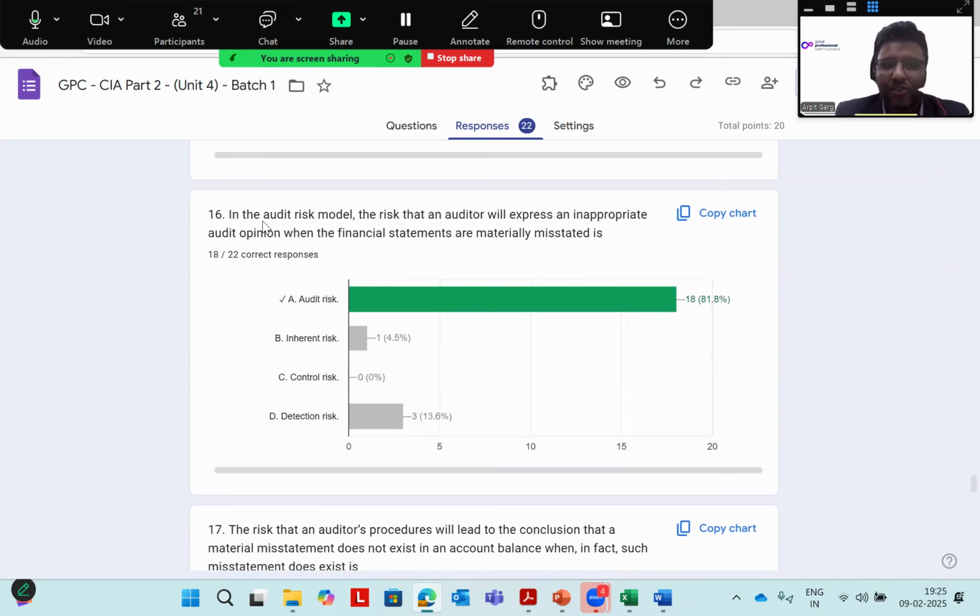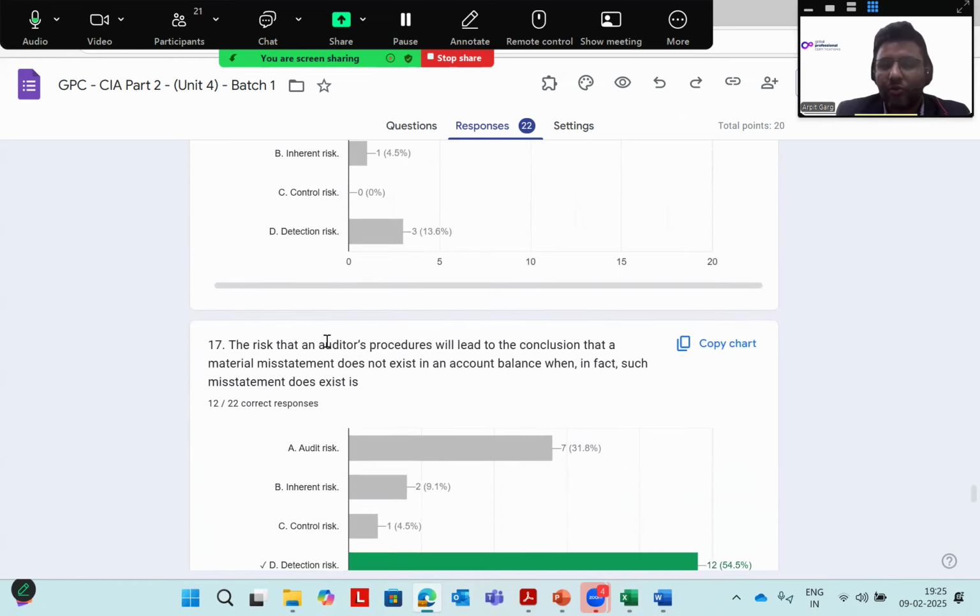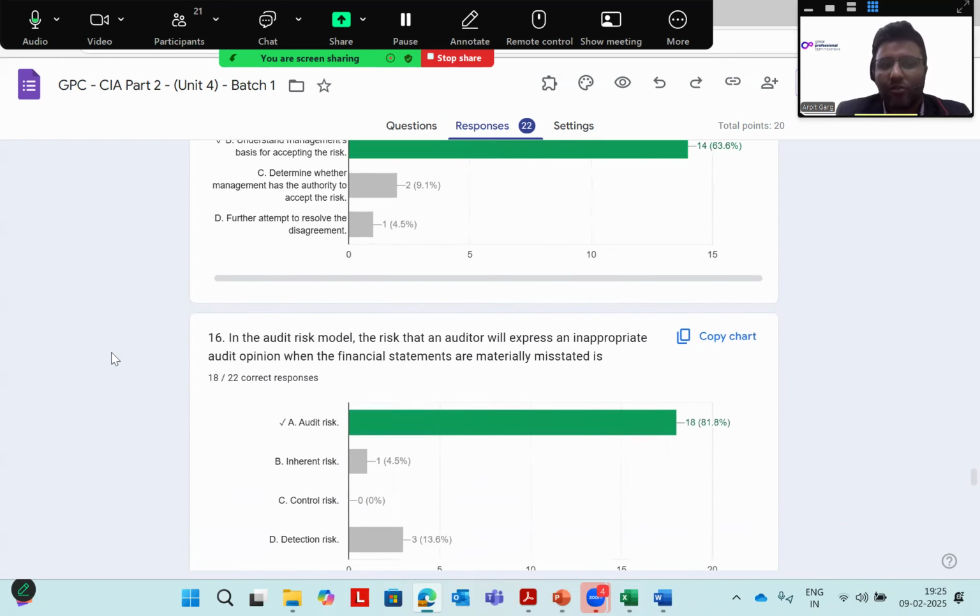Now, if you read this out, it says in the audit risk model, the risk that an auditor will express an inappropriate opinion when the financial statements. Now, this is again the same, right? Earlier, we spoke about the auditor's procedure, that's why it moved to detection risk. But if you look at question number 16, it says in the audit risk model, the risk that the auditor will express an inappropriate opinion. It's not talking about procedure or something. So this is audit risk.